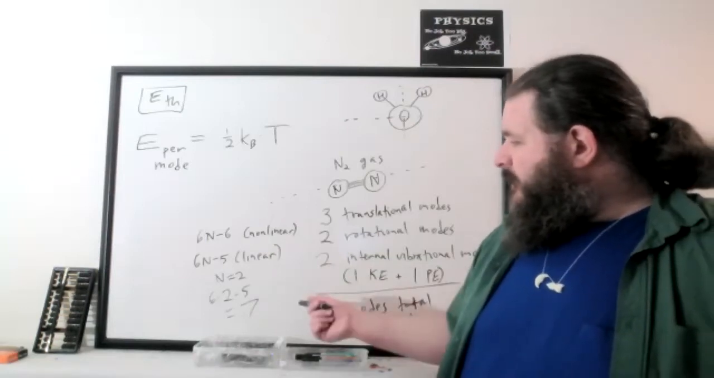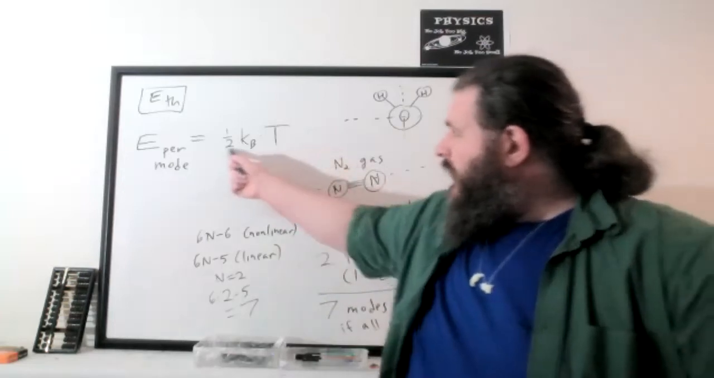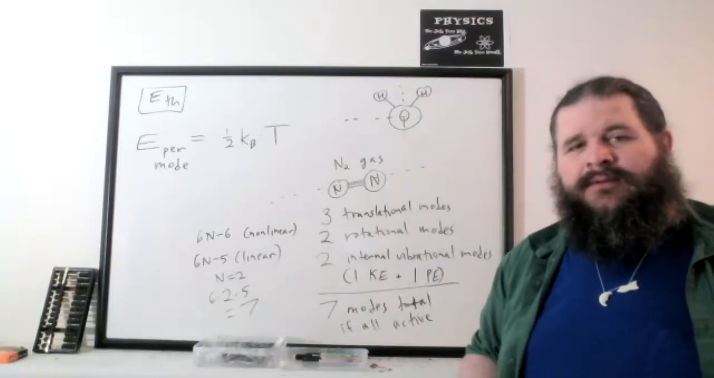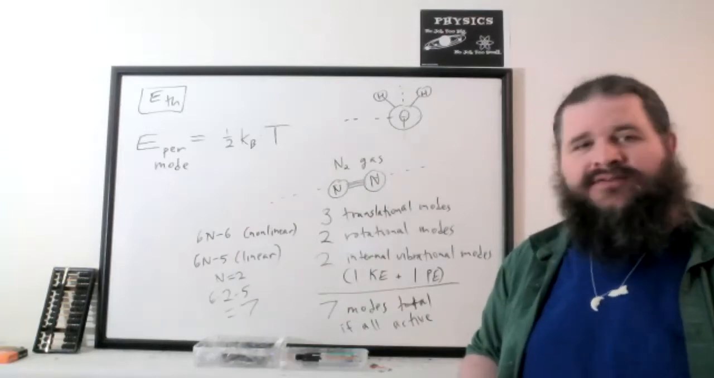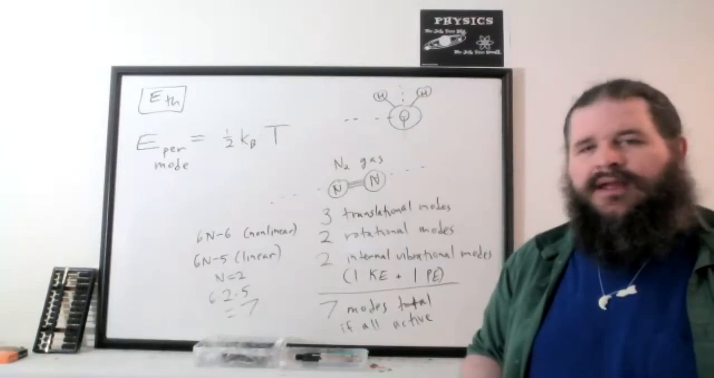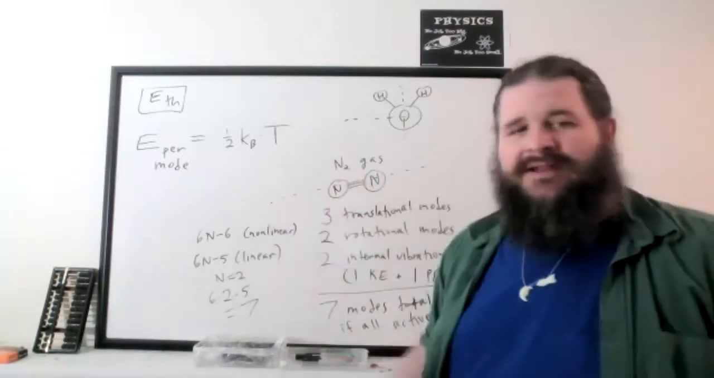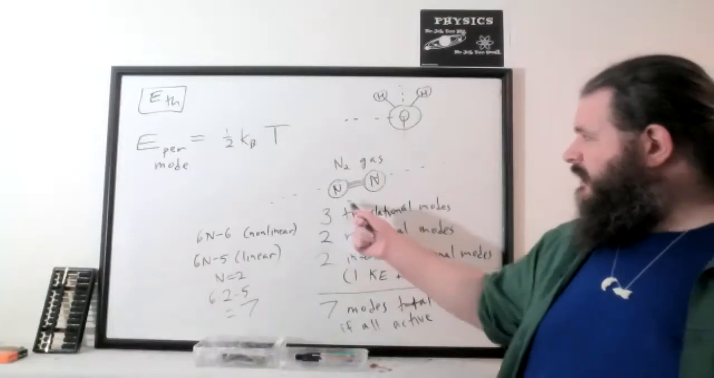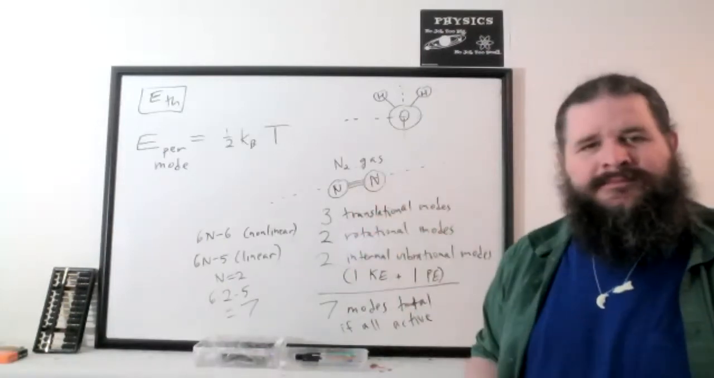But the important thing about the number of modes is that each one of those modes has this much energy. Assuming everything's at thermal equilibrium, we can assume that all the modes have the same amount of energy on average. And that amount of energy is 1/2 kBT. So assuming all these modes are active, how would we write out the energy of this one molecule?